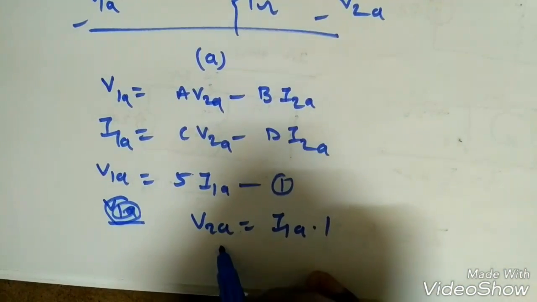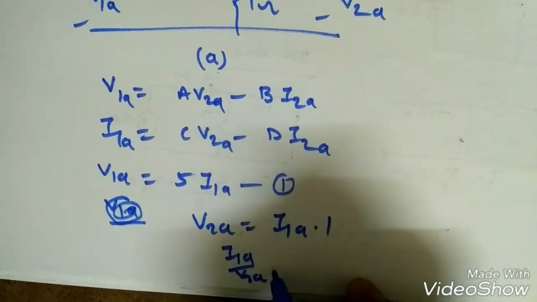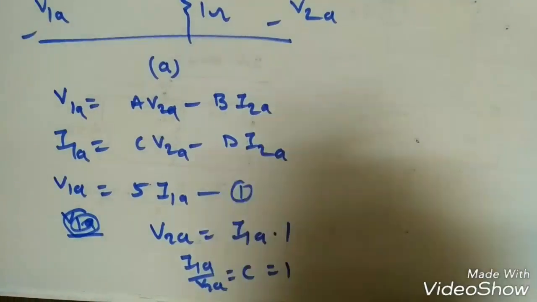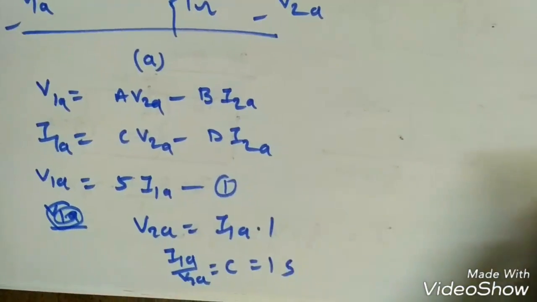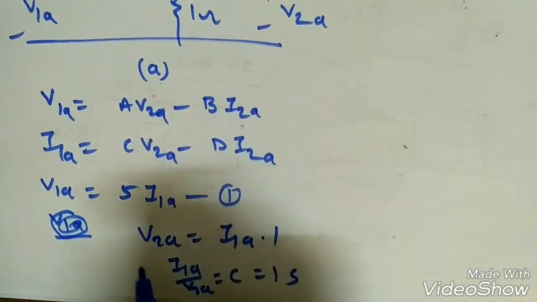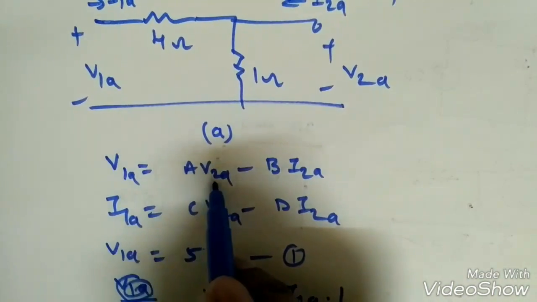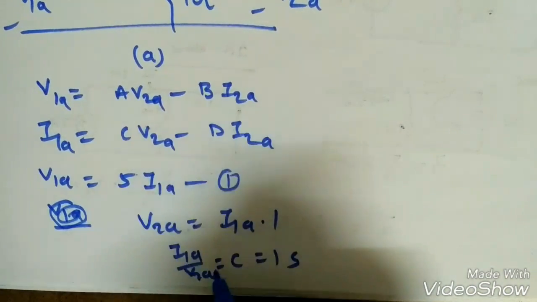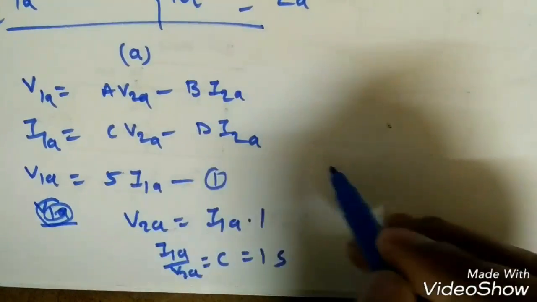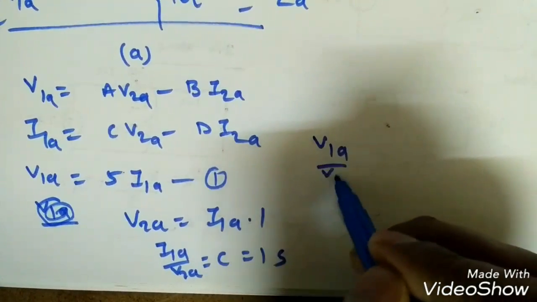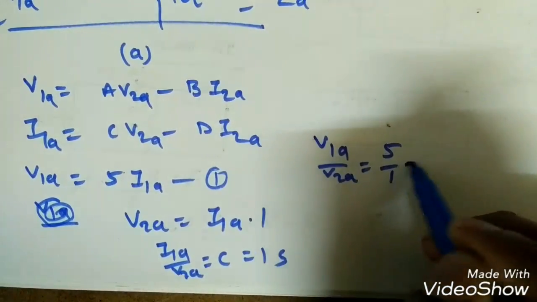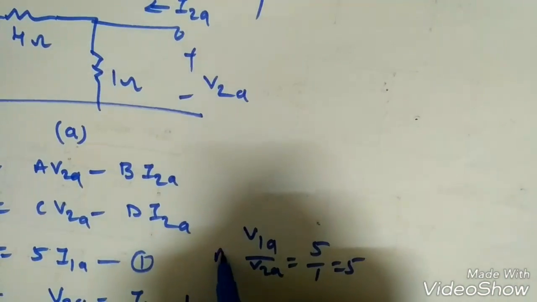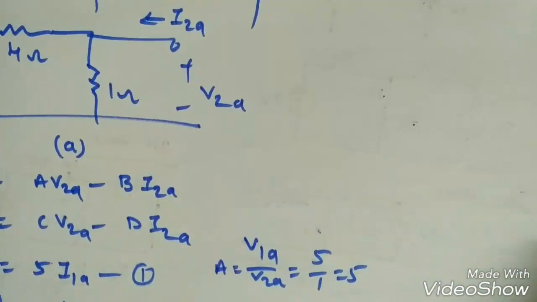So I1A by V2A is nothing but C, which is 1. What are the units? I by V means we will get Siemens. Anyway, it's not required. Similarly, to find A, V1A by V2A. V1A we got 5 times I1A, and V2A we got I1A. So V1A by V2A is nothing but 5 by 1, so 5. So we got A and C for network A.